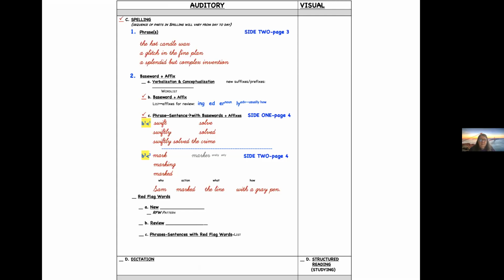And then in a splendid but complex invention, you have a noun phrase, but it's compound. You have two nouns. No, you don't. Sorry. You have a compound adjective describing the noun. Sorry about that. A splendid but complex. So it could be just like if it were and or but or. It's still two adjectives that are intended to be describing invention.